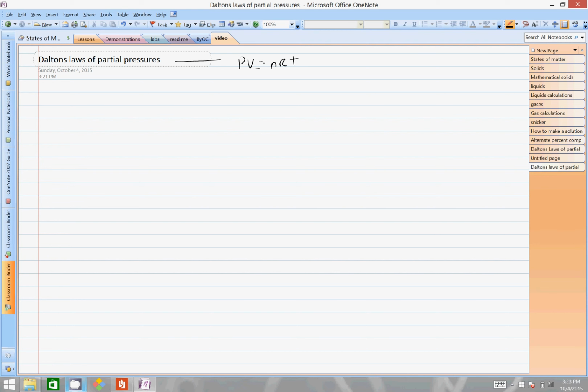Now, if we have, let's say, a rigid container, and this rigid container contains, let's say, 6 moles of CO2, and it's got, let's say, 3 moles of H2O, all gases, and then we got another mole, let's go with 1 mole of helium.